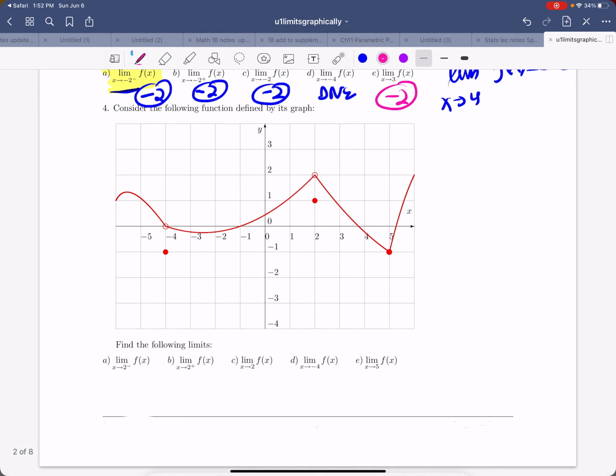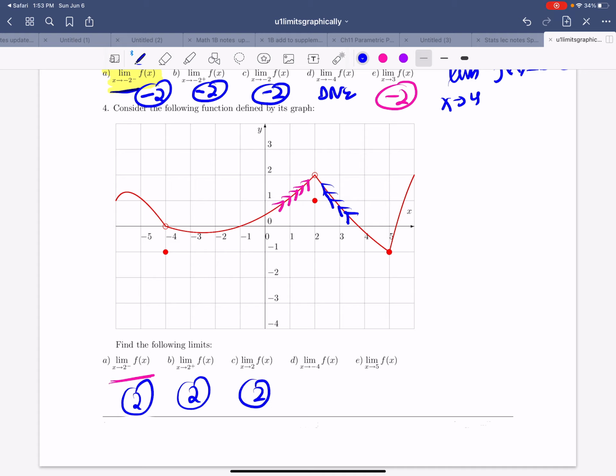Let's see one more example. So for number 4, part A, limit as x approaches 2 from the left-hand side of f of x. When x is getting closer and closer to 2 from the left-hand side, the y is getting closer and closer to +2. When x is getting closer and closer to 2 from the right-hand side, the y is still +2. So if the left-handed limit and the right-handed limit are the same, then that would be your limit. So the limit as x approaches 2 of f of x would be equal to 2.